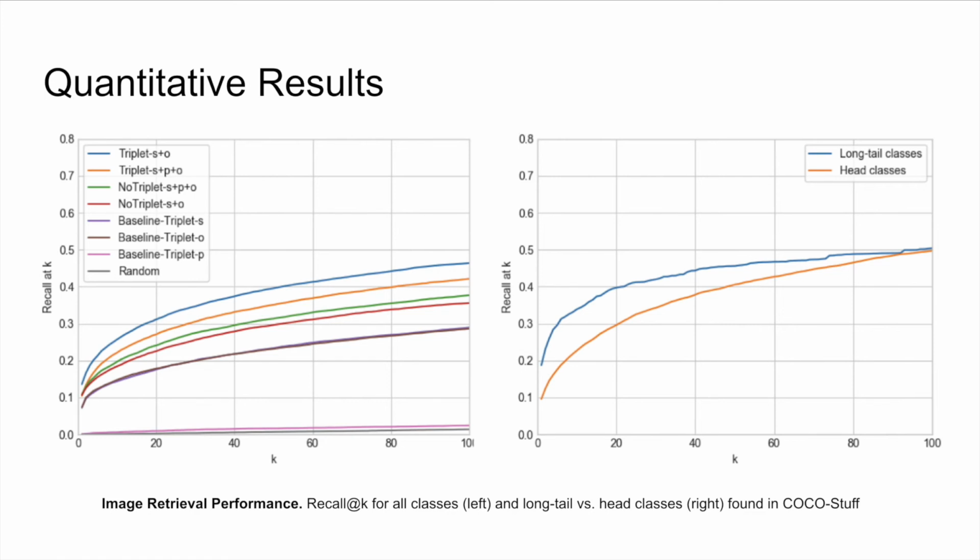The figure on the right demonstrates the average retrieval performance on long-tail and head classes in the CocoStuff dataset. A low occurrence of an object class corresponds to a low occurrence of visual relationships with this object, making the task of image retrieval for long-tail classes more challenging. Despite this, the long-tail classes have a high recall at k, especially when k is less than or equal to 10.